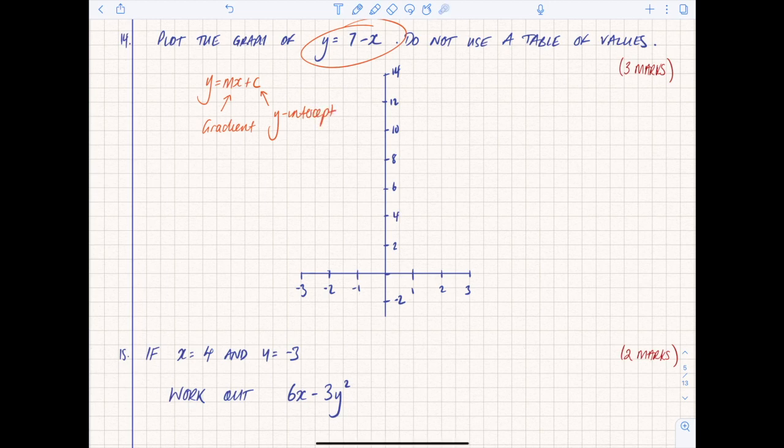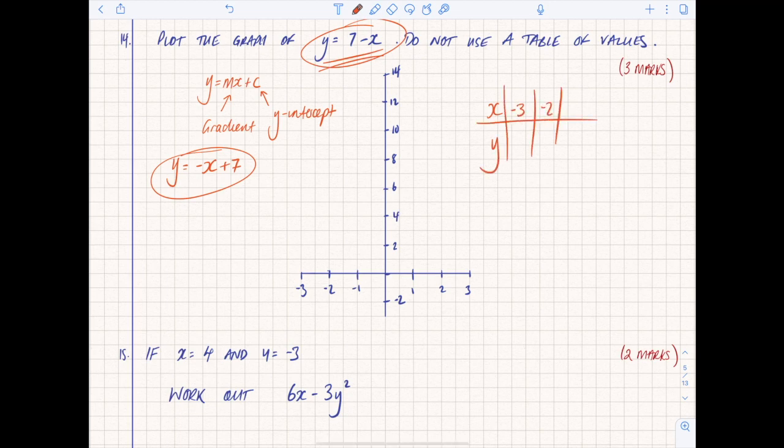Now, this is slightly different the way it's written, because actually your y-intercept is first and your gradient is second, but I could still write that as y equals minus x plus 7, and that is the same as that bit there. Now it says do not use a table of values. What I mean by table of values is you would sometimes get given in an exam this: minus 3, minus 2, minus 1, 0, and you would have to fill that in and then plot it from there. If it tells you not to use a table of values, here's how we do it.